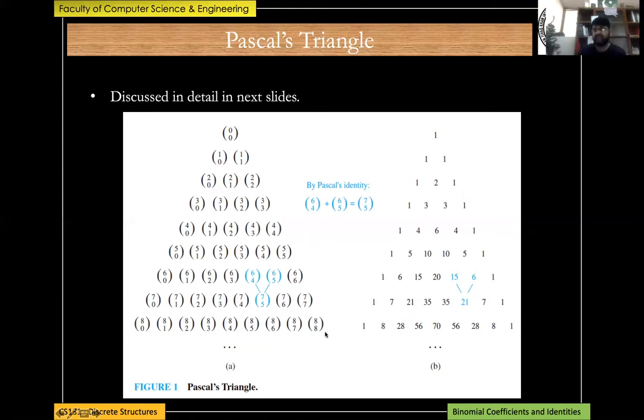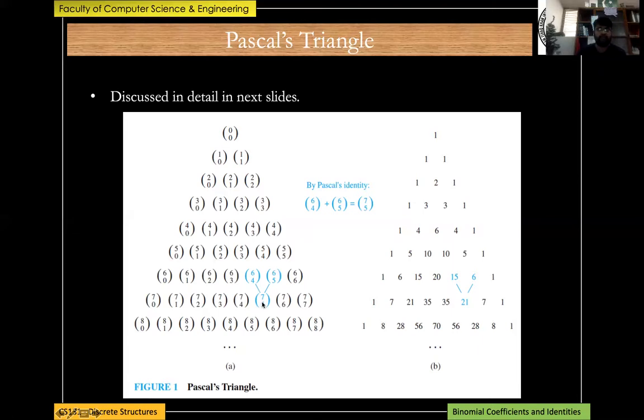There is another very subtle property. One property is that all the boundaries, all the edges here, the outer edges of this triangle, are all one, because they're either Cn0 or Cnn. That means they're all equal to 1. The other thing here is that each value, if you evaluate them, for example, in this particular case, it shows C75 calculated.